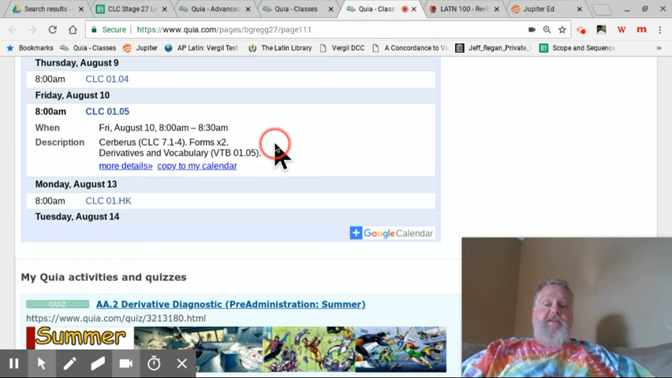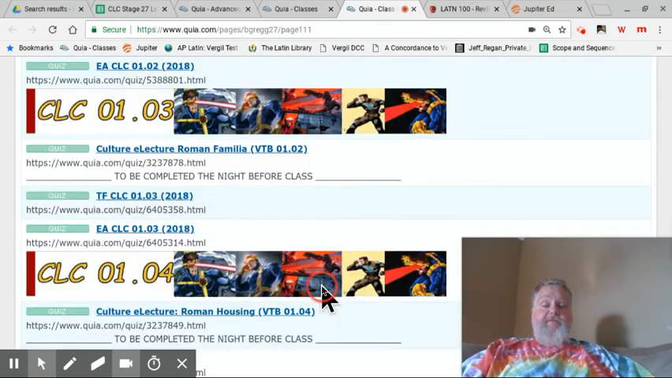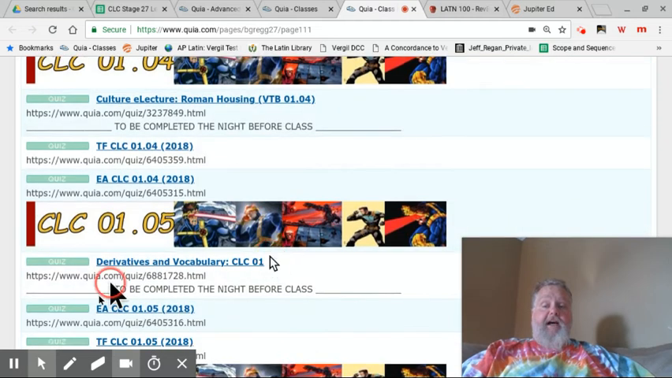And then it also says derivatives and vocabulary, VTB. So it's going to be right here under CLC 105. You'll see it says to be completed the night before class. That'll be the derivatives and vocabulary for CLC 01. You can take it up to 5 times. 60 passing, 82 points, 100% 3 points.